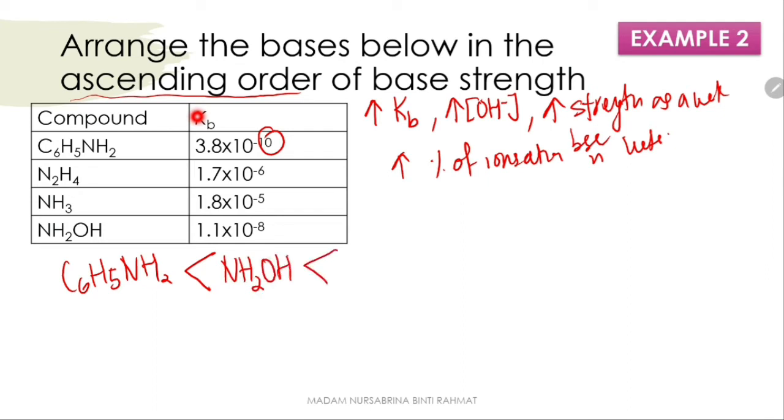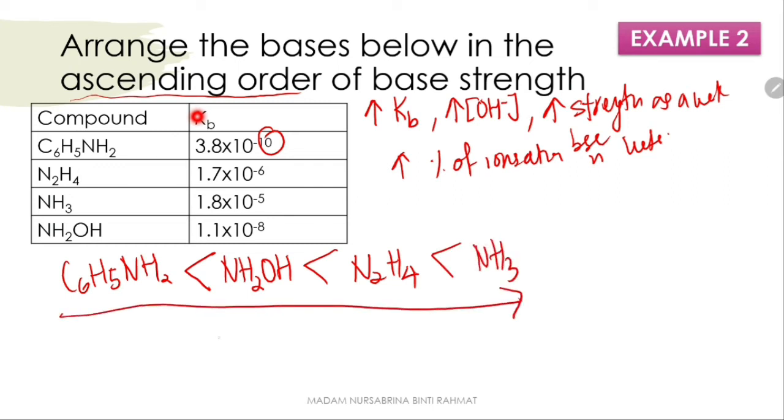After that, we have negative 6 versus negative 5. So negative 6 is smaller: N2H4, which is your hydrazine. And lastly is your ammonia. Okay, so label increasing strength as a weak base.